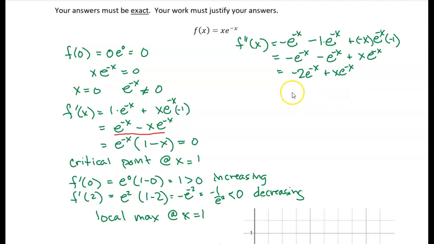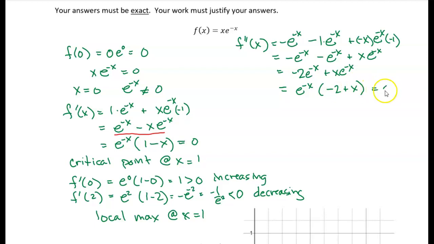But let's see. Now I can also factor out that e to the minus x, because to find the inflection point and analyze the concavity, I've got to set this equal to 0. So it might be better if I have this in factored form. And I can factor out an e to the minus x. And what I'm left with is a negative 2 plus x. Or I could write it x minus 2.